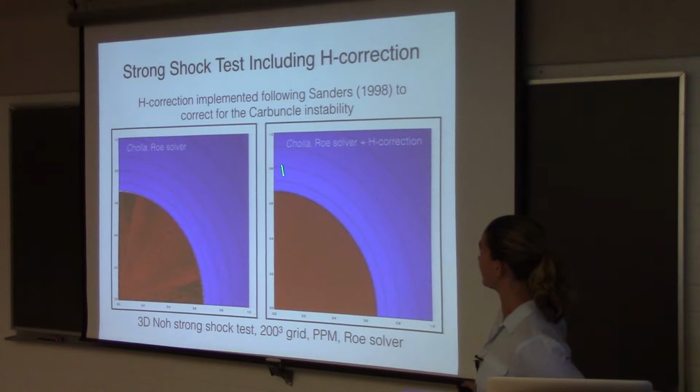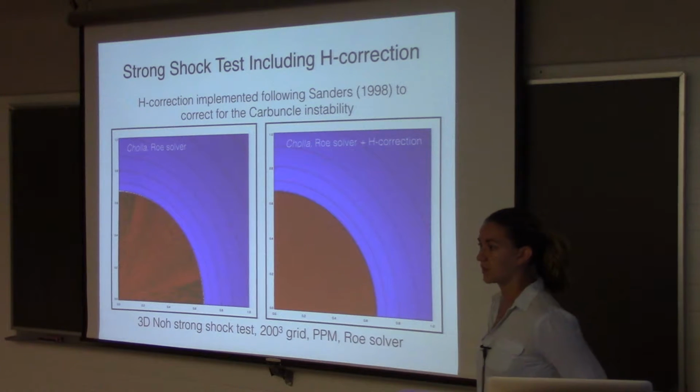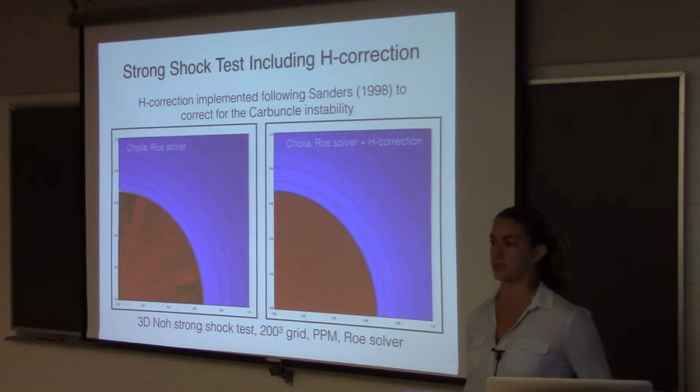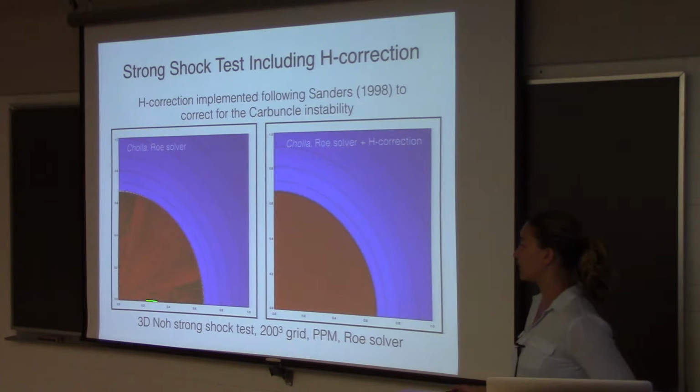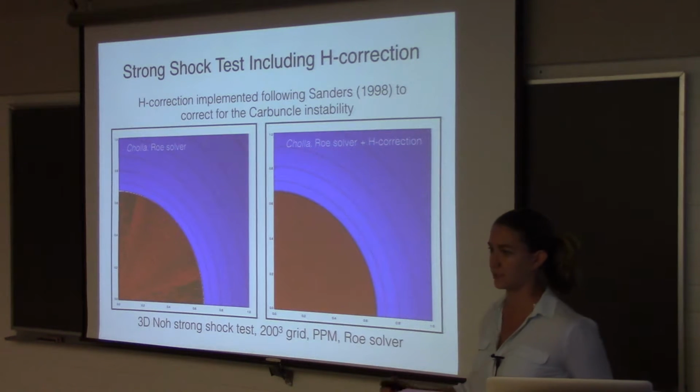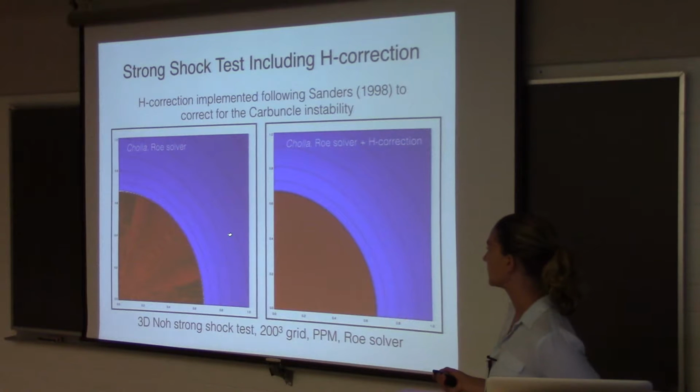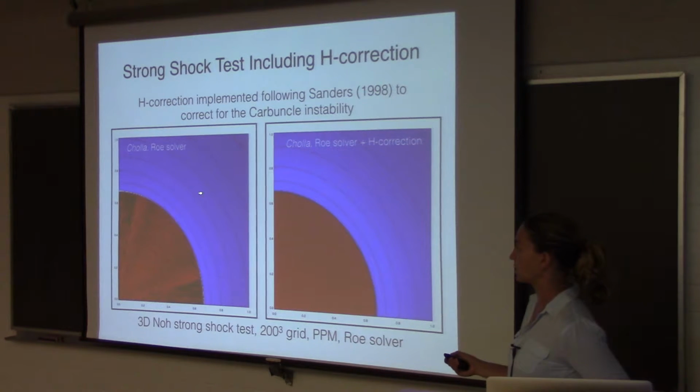Additionally, I often get asked, well, it's a grid-based code in Cartesian coordinates, so what do you do about the instabilities that arise when you have very nearly grid-aligned shocks? This is something called the carbuncle instability, and this is just the end state of a test that often displays this instability. The idea here was that you started with very, very low pressure gas.